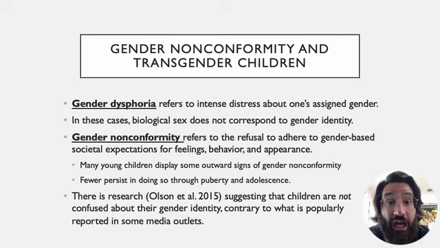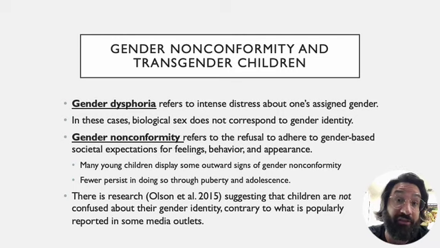In those cases of gender dysphoria, biological sex does not correspond to one's gender identity. And then we also see things like gender nonconformity in children, which refers to the refusal to adhere or conform to gender-based societal expectations for feelings, behavior, and appearance. So the way that they dress, the way that they talk, the way that they act. They reject or refuse to act or behave or dress in ways that conform to a particular gender identity. And a lot of young kids will display some outward signs of gender nonconformity. It's not really that unusual, but fewer kids persist in doing so through puberty and adolescence. And there is some research here by Olson from 2015, which suggests that children really are not as confused as adults seem to think when it comes to their gender identity, at least.